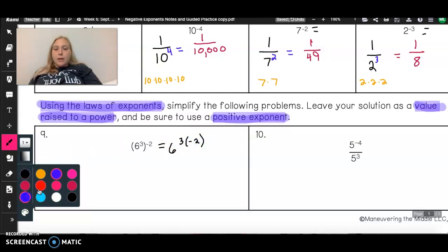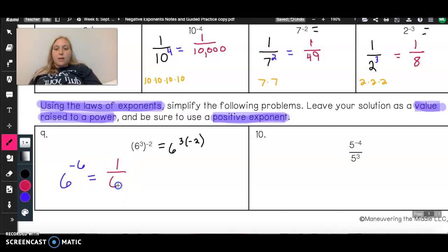So if that's what we're doing here, and it is, our base is going to be 6 still. 3 times negative 2 is negative 6. So now we have an integer exponent, and we have to take care of that using our exponent rule. And we just learned that any non-zero number raised up to a negative exponent is equal to 1 over that same base, but this time with the positive exponent. So we would have 1 over 6 to the positive 6th power. Go ahead and pause the video and attempt number 10 on your own.